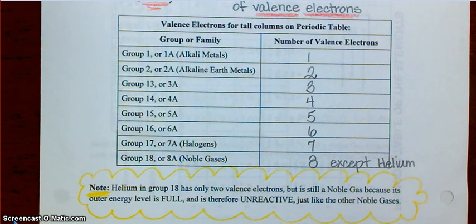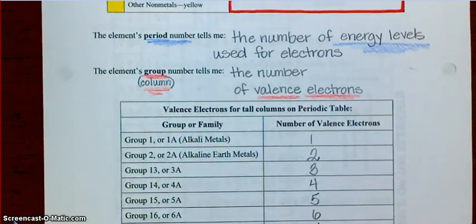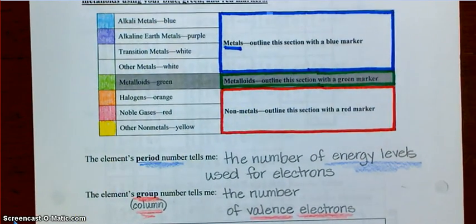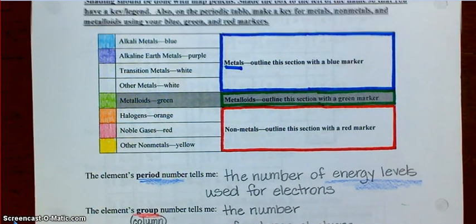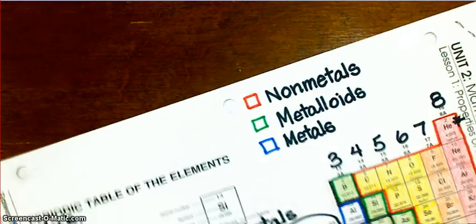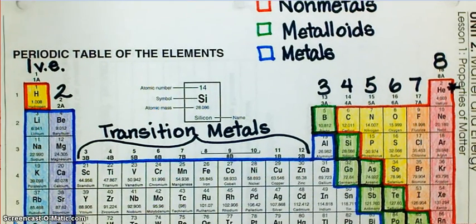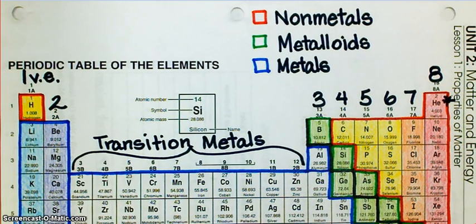Okay? All right, so bottom line is the backside of your color-coded periodic table should look like this. The front of your periodic table should look like this. And if you've got all that and all the notes, then you should be good to go.